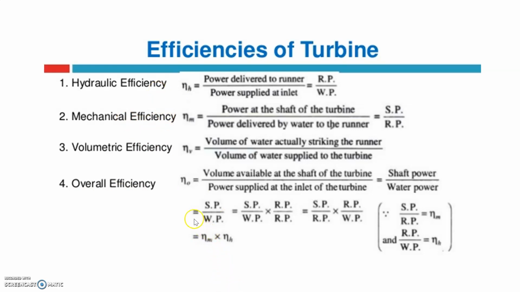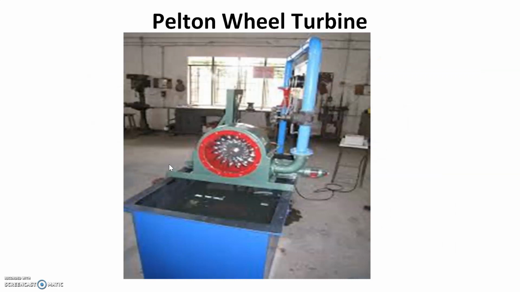So these are the basic efficiencies of the turbine. Probably you may be a bit confused, but as you do a problem, it will be clear, right? Now, let us go to the first type of turbine. First turbine, what you're going to learn is Pelton wheel turbine. Probably you might have done the experiment in the lab with Pelton wheel. So this is the image of a Pelton wheel in the laboratory setup.